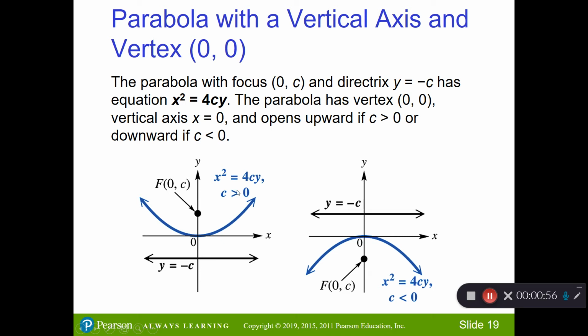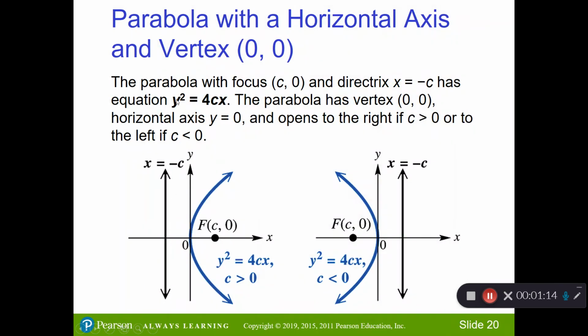Now, a couple of things. Notice this parabola is either opening up or opening down. Whenever the x is the one being squared, the parabola opens up or down. If the c is positive, it opens upwards. If the c is negative, it opens down, like so. If the y is being squared, then it opens to the right if the c is positive, and to the left if the c is negative.